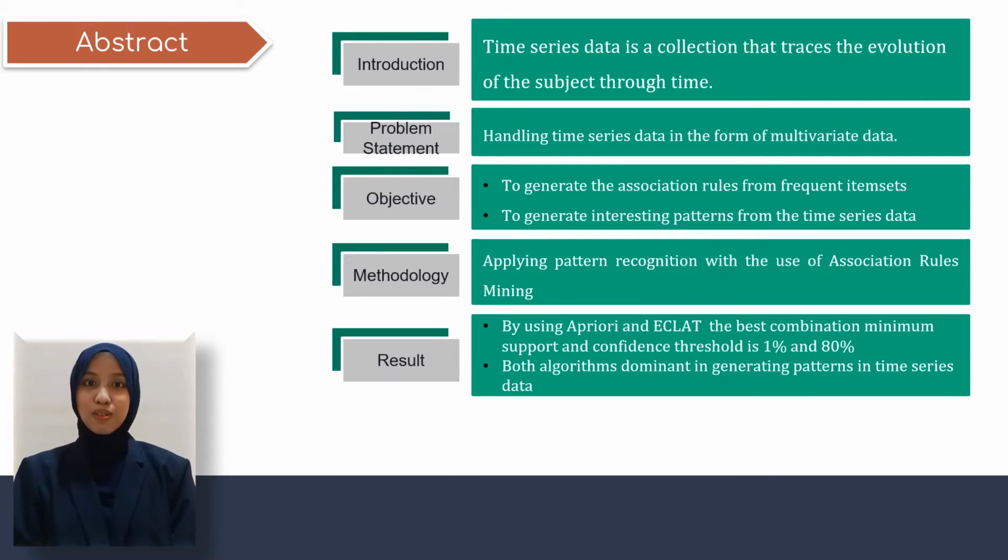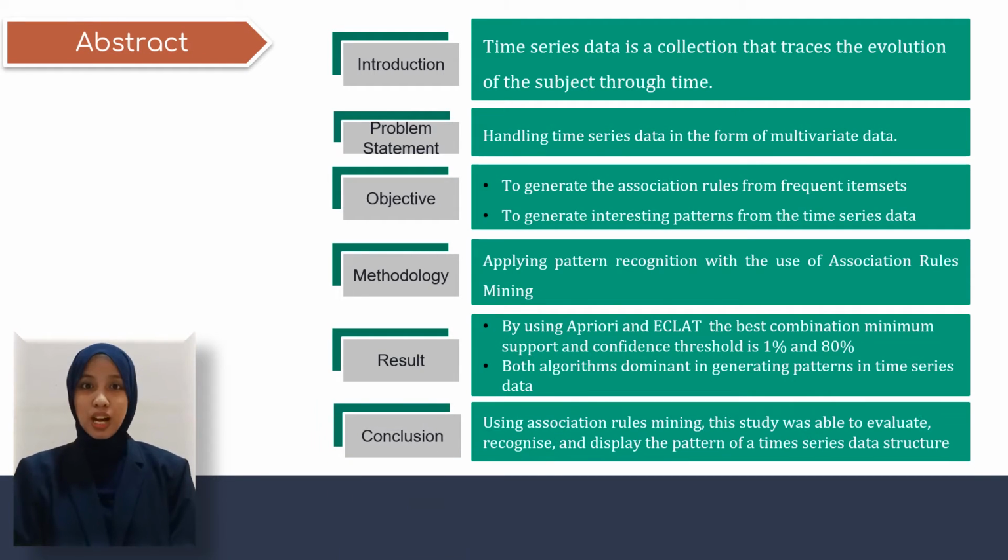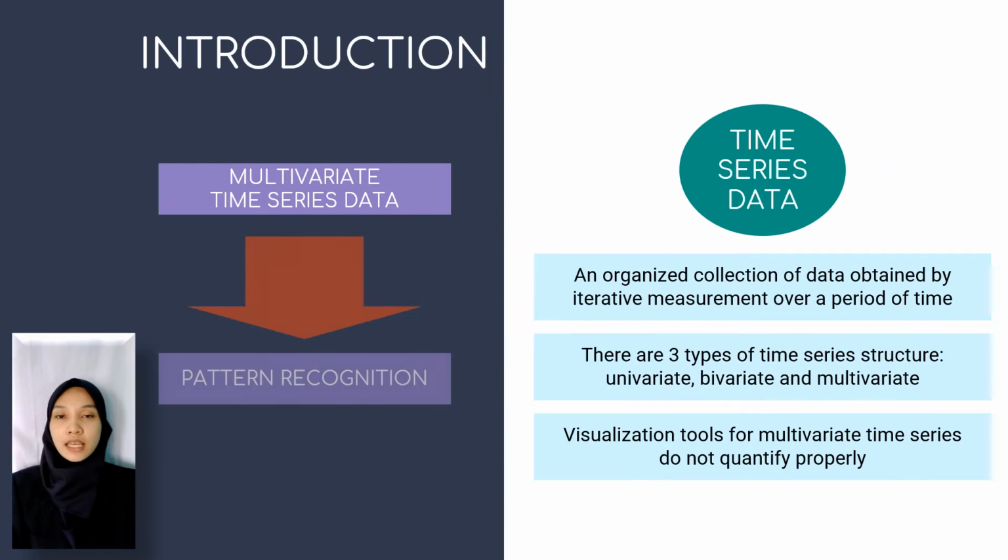Next, result. By using Apriori and Eclat, the best combination of minimum support and confidence threshold is 1% and 80%, and both algorithms dominate in generating patterns in time series data. As conclusion, using association rule mining, this study was able to evaluate, recognize, and display the pattern of the time series data structure.